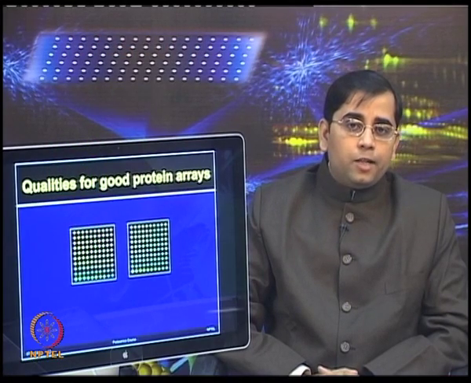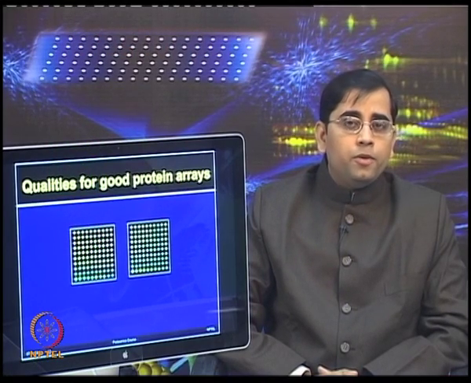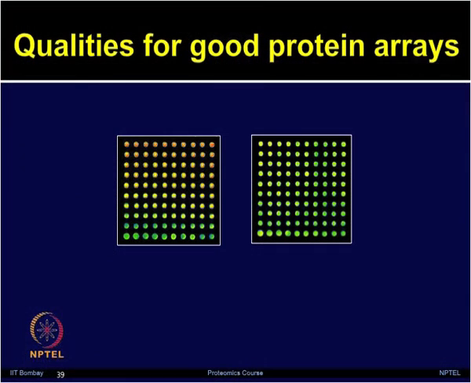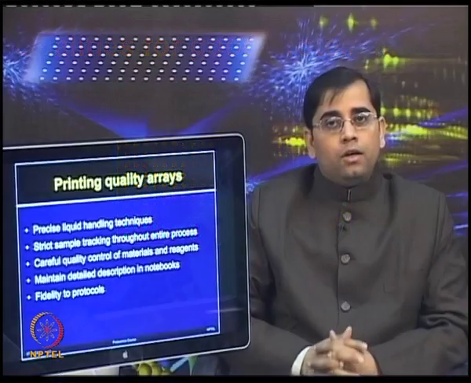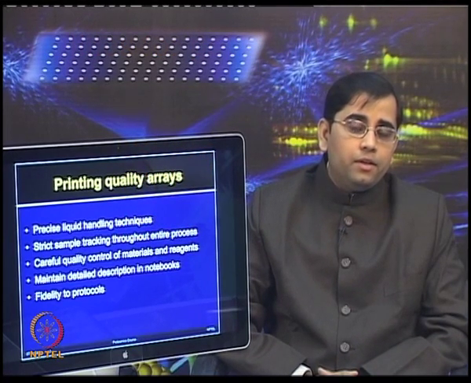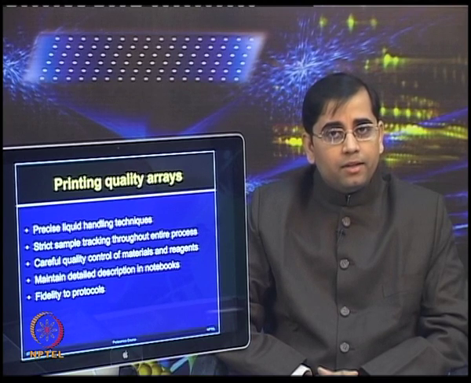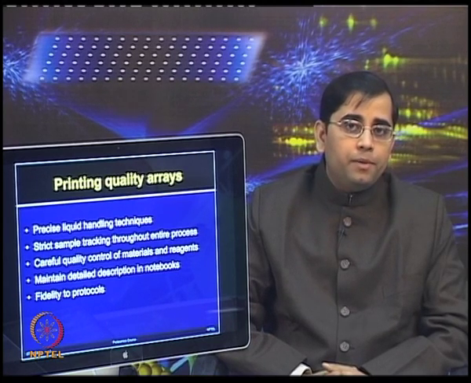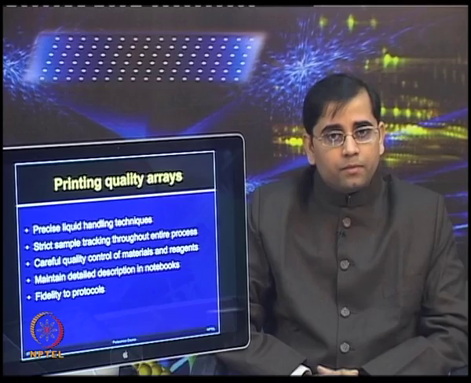Again, looking at the spot morphology and the uniformity of the spot, one can think of various parameters which could be useful. For example, spotting solutions, spotter capability, maintaining the temperature, maintaining the humidity conditions, keeping a dust free environment, etc. Now, for printing quality arrays, you need to have precise liquid handling systems. As I mentioned, each step can be automated for the same.